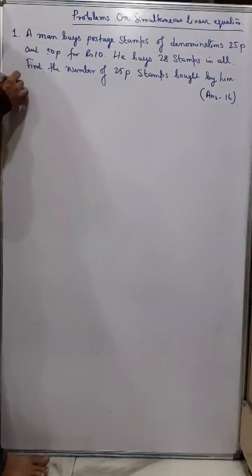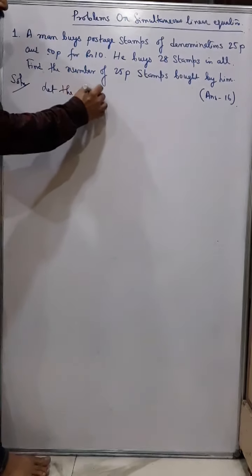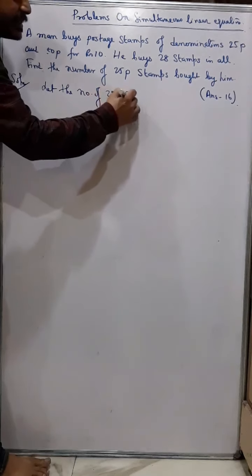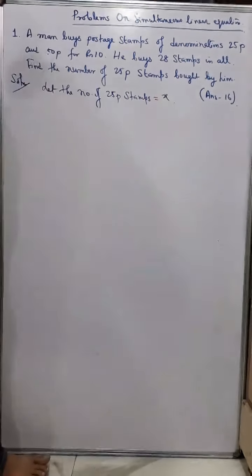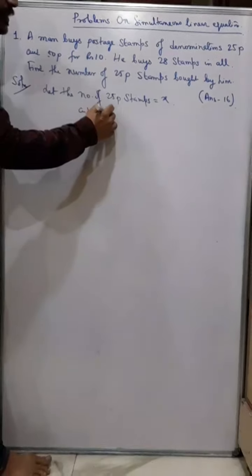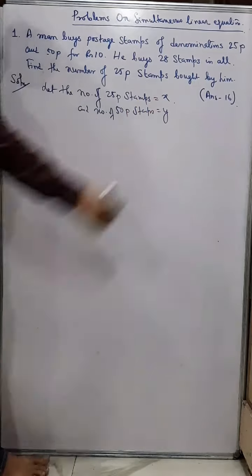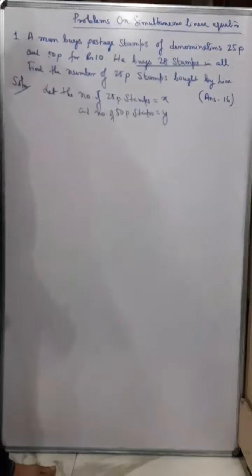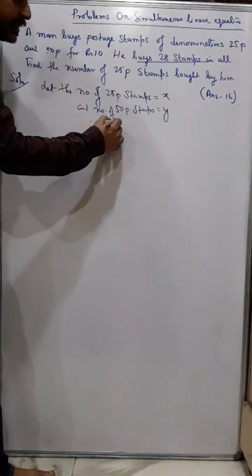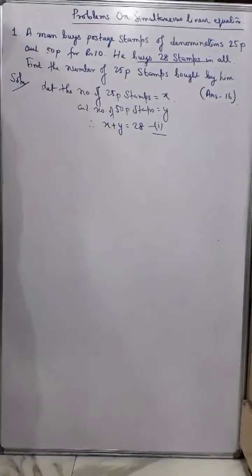So we can start like this. Let the number of 25 paisa stamps be equal to x and the number of 50 paisa stamps be equal to y. Now the first equation we can frame from this, because they told he buys 28 stamps in all. So therefore we can say simply that x plus y equals 28, which is equation number 1.